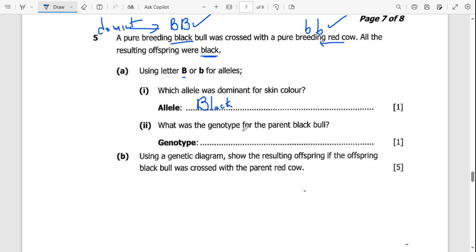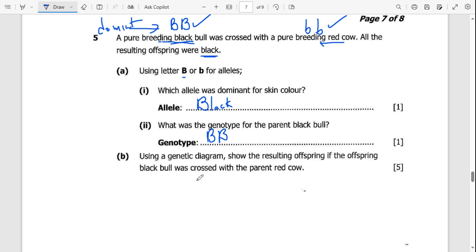What was the genotype for the parent black bull? Genotype, we want the genetic makeup. Phenotype is the physical appearance. It was a black. But genotype, it was BB. Every time something is pure breeding, you always use two capitals or two smalls.